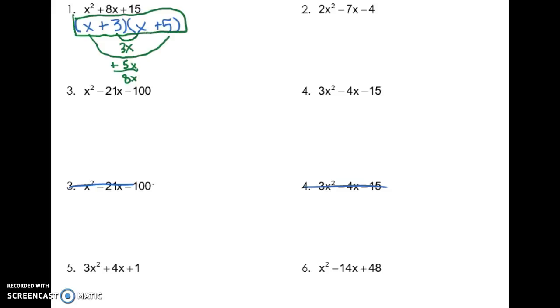And in number 2, it's a little bit more challenging for a couple of reasons. The first one is the fact we have a 2 out in front. And the other is that negative 4 on the very end. Now, the fact that we have a negative number tells me that my factors are going to have different signs. One will be positive, and one will be negative. The fact that we have the 2 makes things more challenging because it does make a difference where we put the other number. Like in the first example, we had the 3 and the 5. It didn't matter if I put the 5 first and then the 3 because they were both across from x's, so it didn't really make a difference.